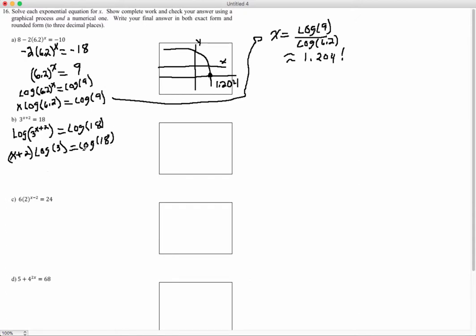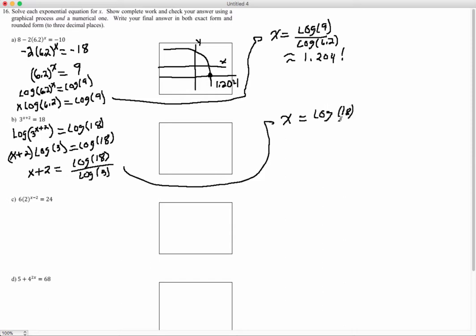Okay, so then let's divide both sides by log of 3. Think about that as being a number, and that gets me x plus 2 is equal to log of 18 divided by log of 3. Okay, and then last but not least, let's come on up over here. It's going to be x is equal to log of 18 divided by log of 3, and then I'm going to subtract 2 from it. So that's my exact answer, okay? Let's make that look a little more like a log there. There we go. All right, so let's go do the graphical solution.